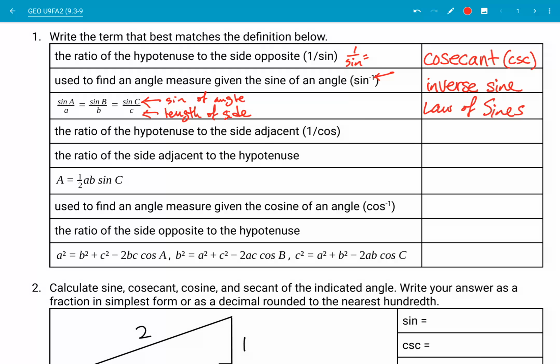The ratio of the hypotenuse to the side adjacent. Okay, so 1 over cosine, that's equal to secant. And this would be SEC.